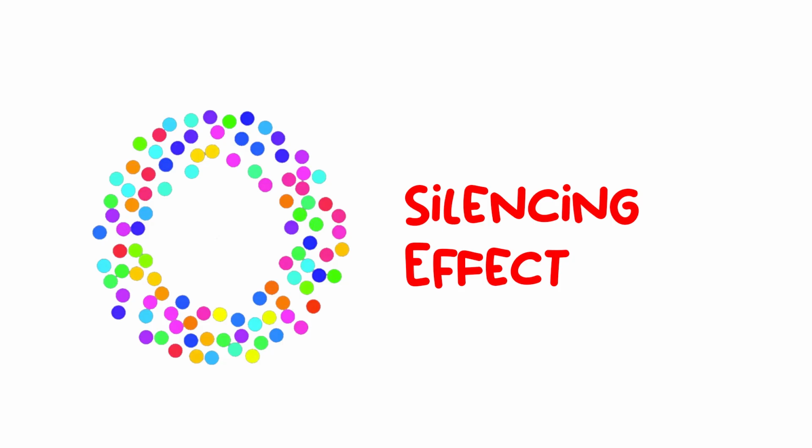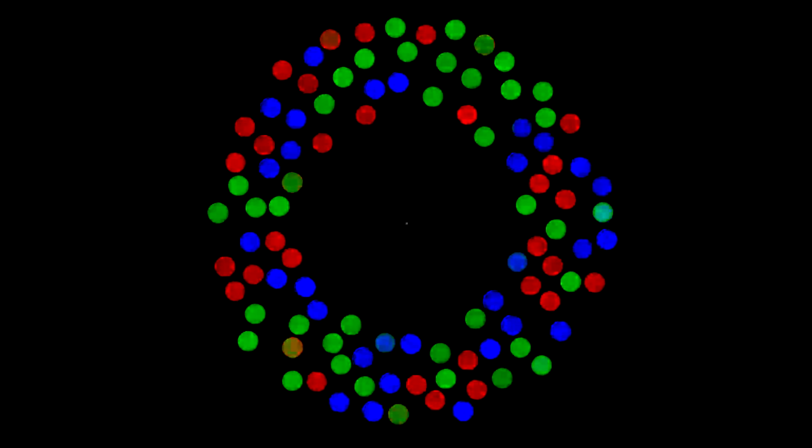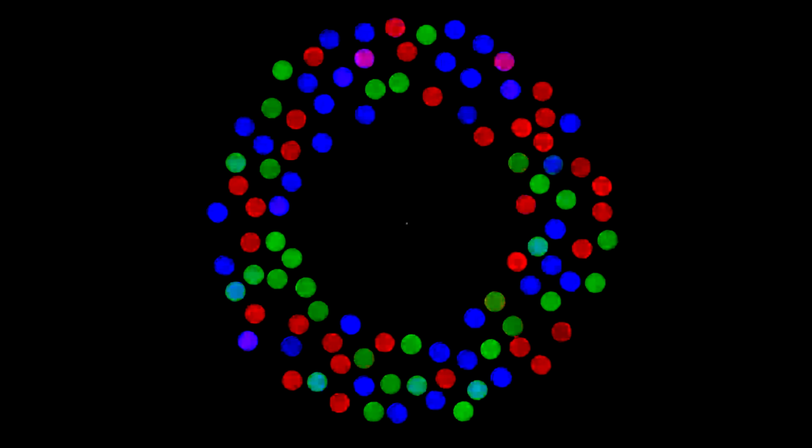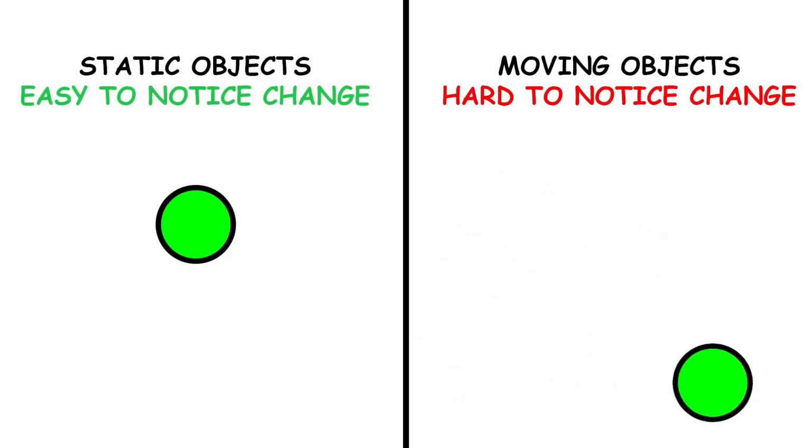The silencing effect is an illusion where small balls change color, but when they start rotating, they seem to maintain the same color. This happens because our eyes find it harder to notice changes in color on moving objects compared to stationary ones.